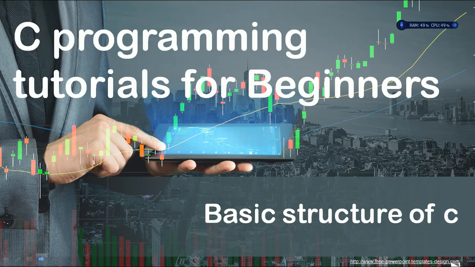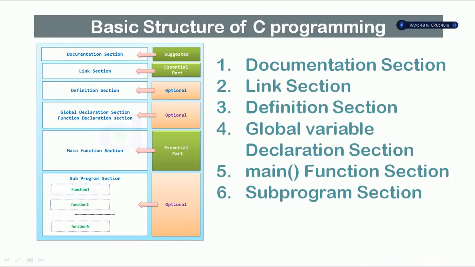Simply, you can follow this. The first section consists of documentation, then the link section, then definition. So you don't jumble this order. We cannot jumble it, like writing the main function first and after that writing your link section. No, that is not the correct way. So you can follow these things. If you have them, then you must follow this order.